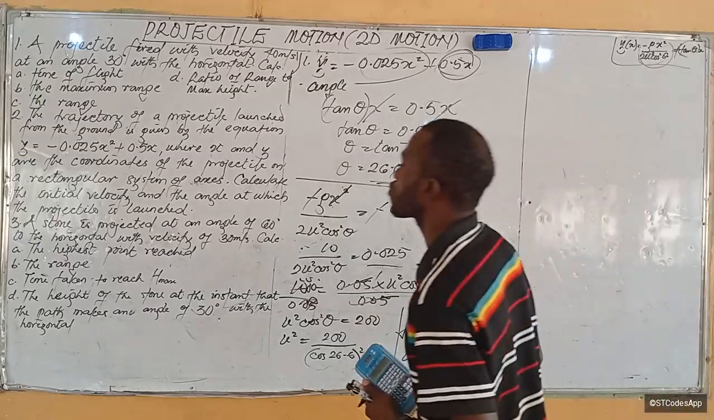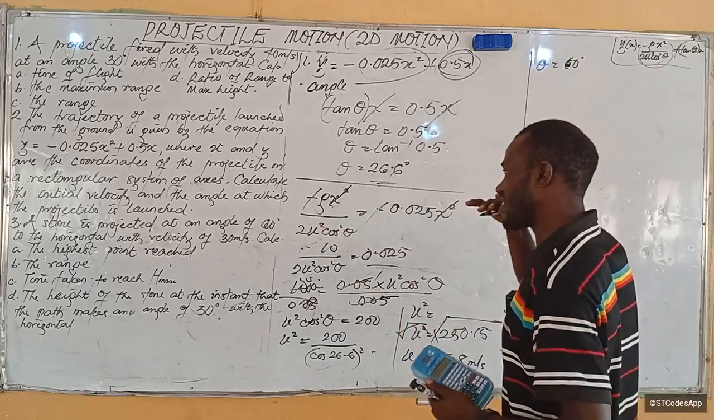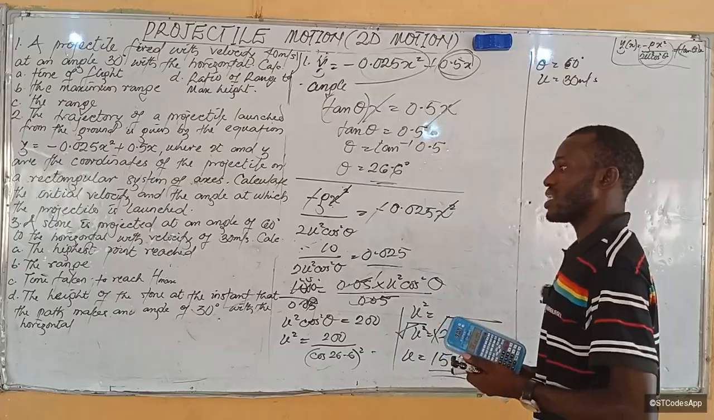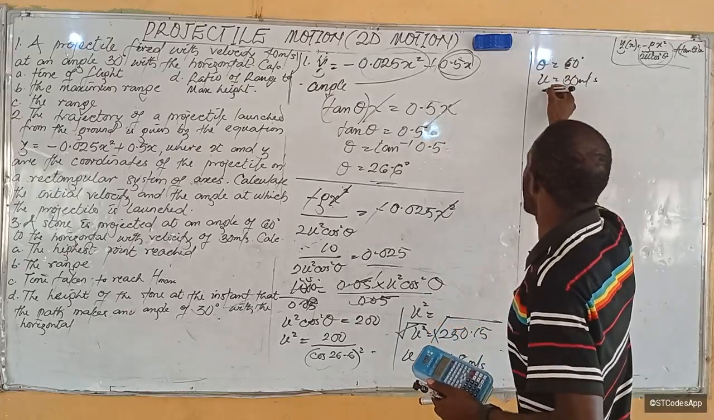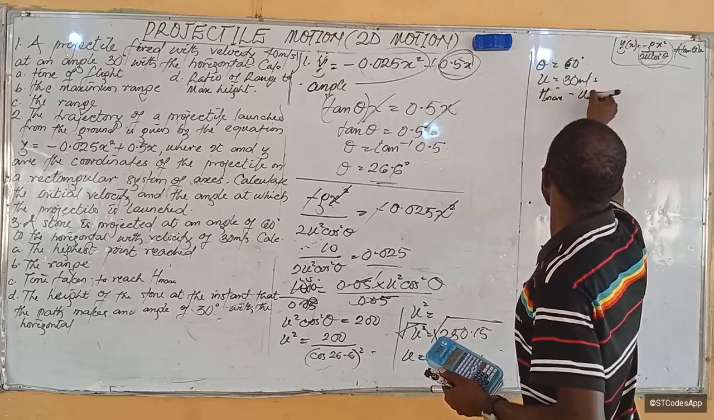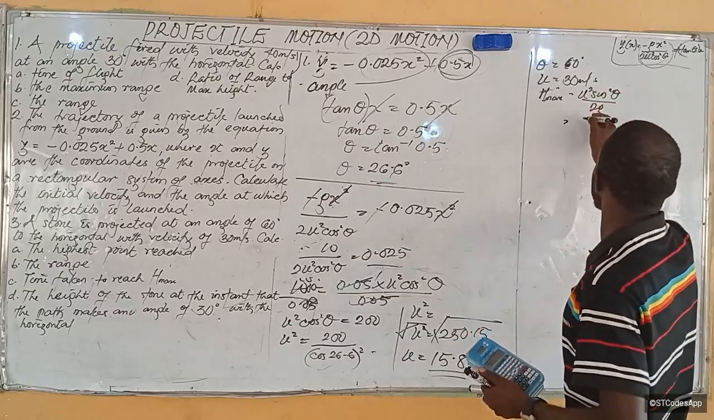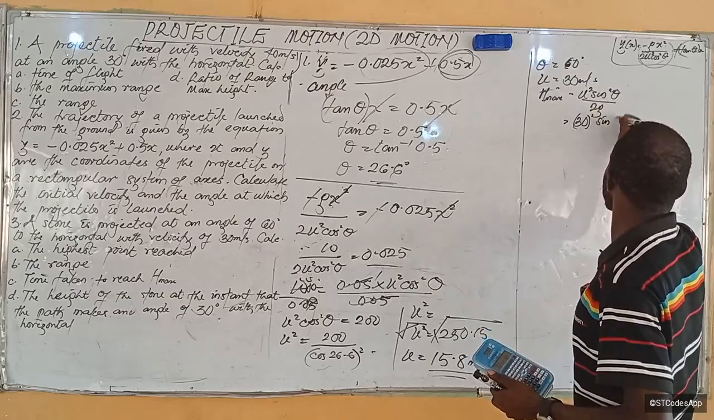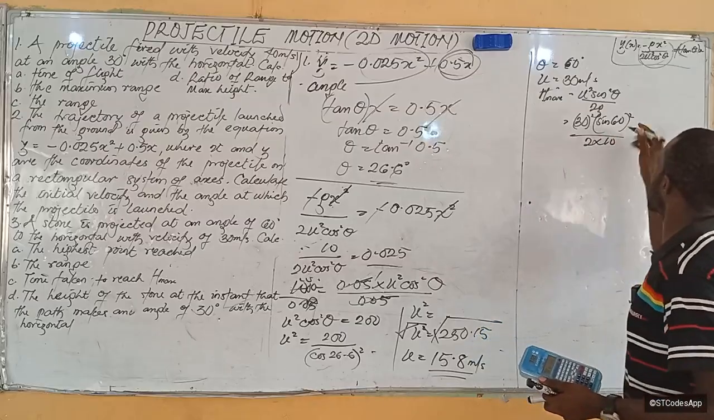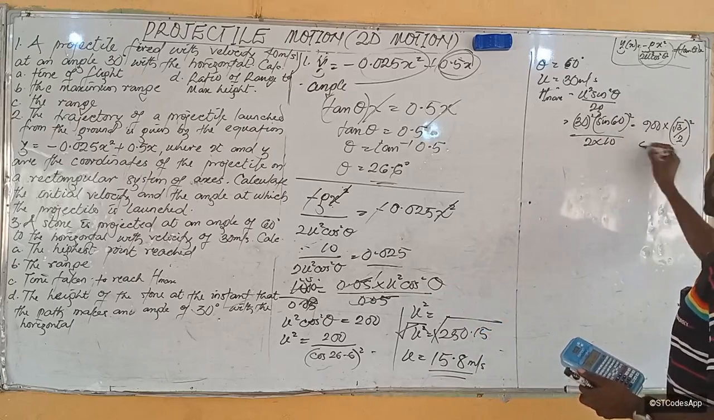Then the third one: the stone is projected at an angle theta of 60 degrees to the horizontal, with velocity u being 30 meters per second. Calculate the highest point reached, that's the maximum height. Maximum height is u squared sine squared theta over 2g. So u squared is 30 squared, sine 60 all squared, over 2 times 10. Take g to be 10. This becomes 900 times root 3 over 2 all squared over 20.